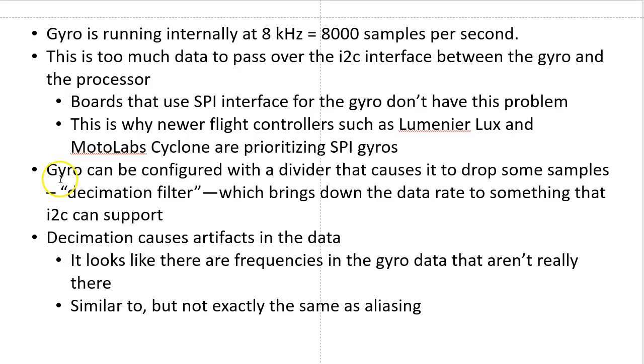Okay, so the gyro can be configured with a divider that causes it to drop some samples. That's known as a decimation filter, and that brings the data rate down to something that I2C can support. So for example, if we're running at 2 kilohertz gyro sync, then the gyro is running internally at 8 kilohertz, and we've got a divider of 4, which produces a 2 kilohertz output. And basically the gyro just drops 3 out of every 4 samples, just throws them away. At least that's my understanding of how it works.